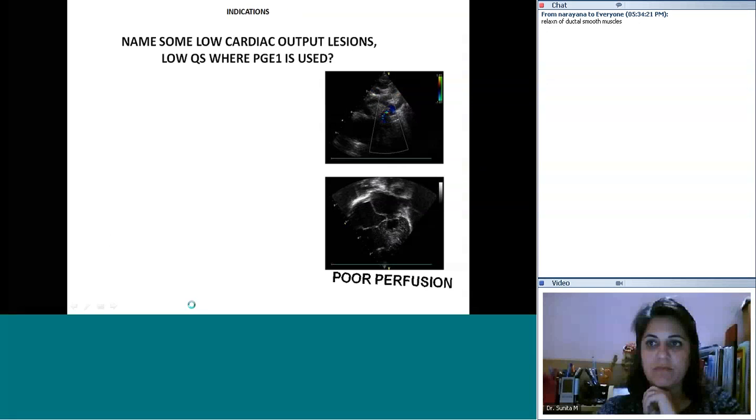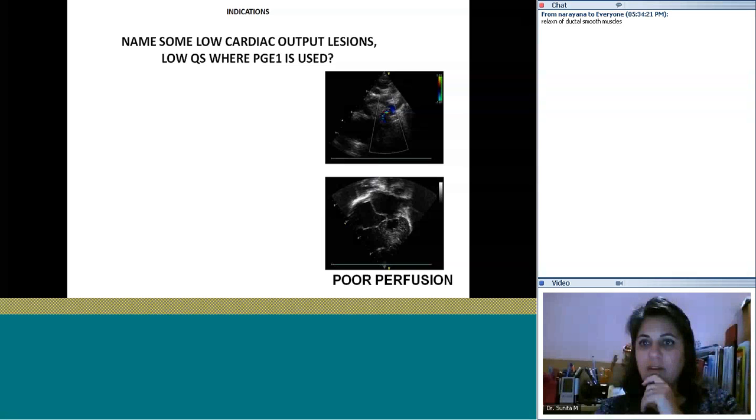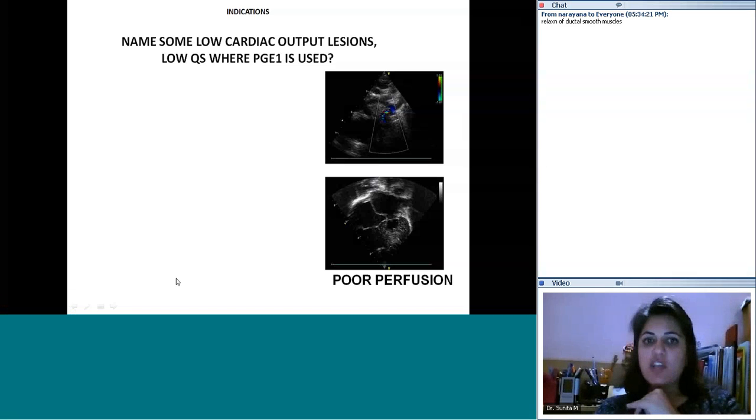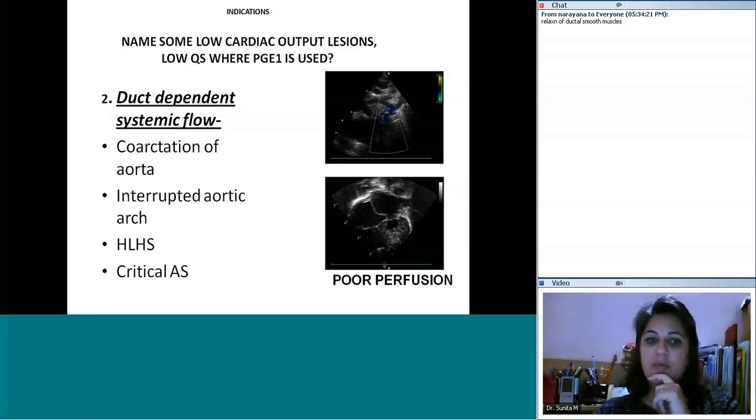Okay, so moving on from that, name some cardiac lesions where you would use prostaglandin where there's a low cardiac output. So where the patient presents with poor perfusion. Any cardiac lesion where you'd use prostaglandin in the neonatal period where they present with poor perfusion. Okay, we have some answers. Coarct, interruption aortic arch, hypoplastic left heart, critical AS. That's right. So any left heart lesions, essentially, the systemic flow is dependent upon the duct. So coarct, interruption, hypoplastic left heart, and critical AS.